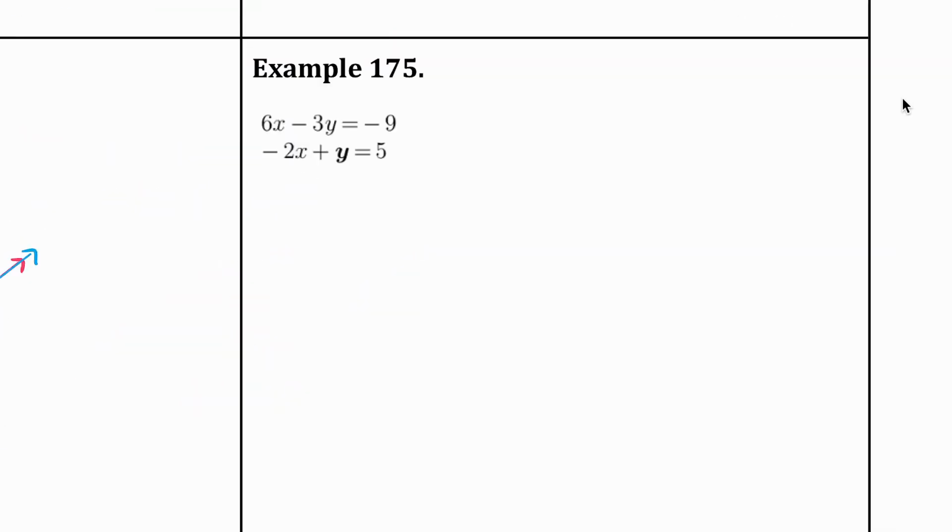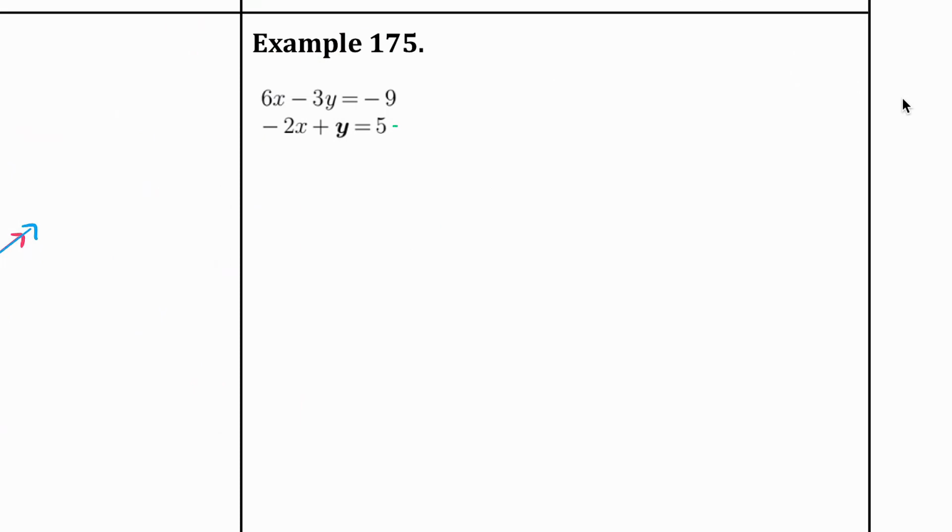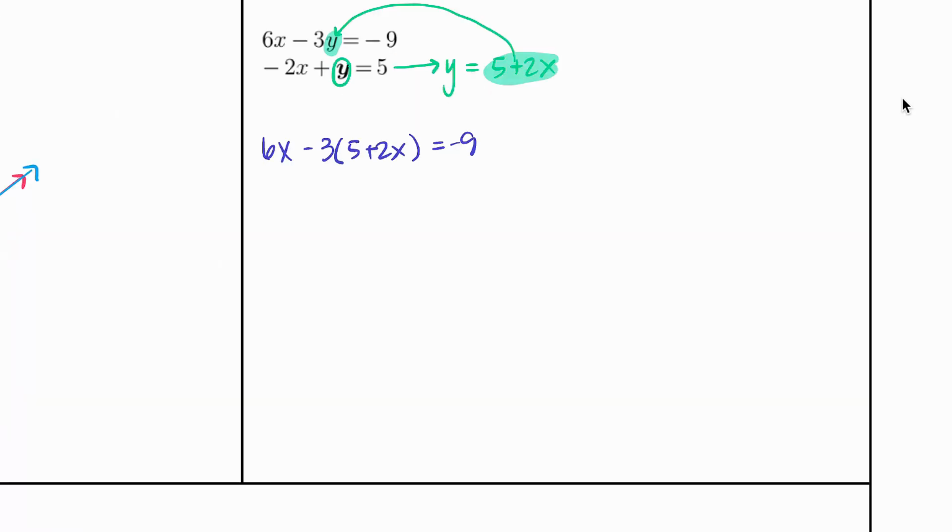On example 175, again, we don't have a variable by itself, but we can get this y by itself pretty easily. If we add 2x's to both sides, we get y equals 5 plus 2x. I'm going to take this expression and substitute it for y in this equation. So if we rewrite that top equation, we have 6x minus 3, we're replacing our y with 5 plus 2x, equals negative 9. If we solve from here, we distribute and we get 6x minus 15 minus 6x equals negative 9.